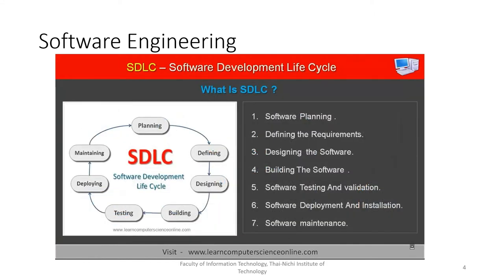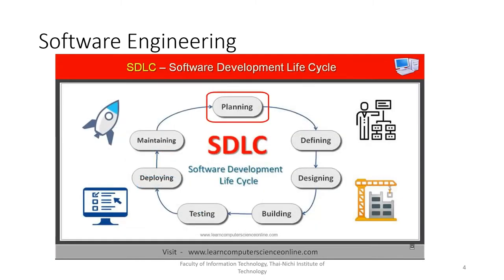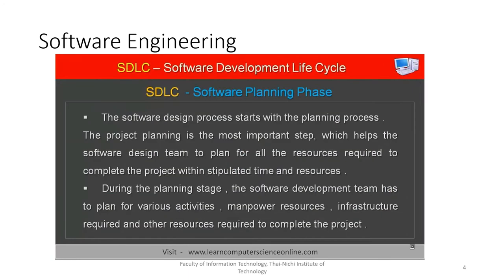Let us now discuss each of these software design phases in detail. The software design process starts with the planning process. The planning process is the most important step, which helps the software design team to plan for all the resources required to complete the project within the stipulated time and resources. During the planning stage, the software development team has to plan for various activities, manpower resources, infrastructure required and other resources required to complete the project.